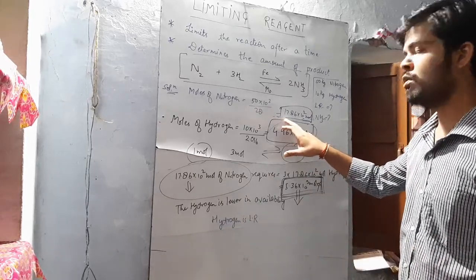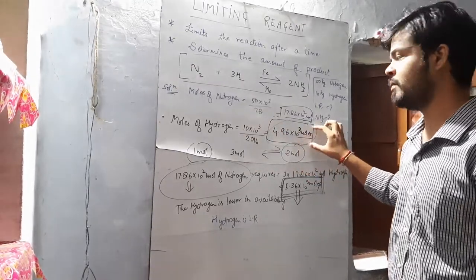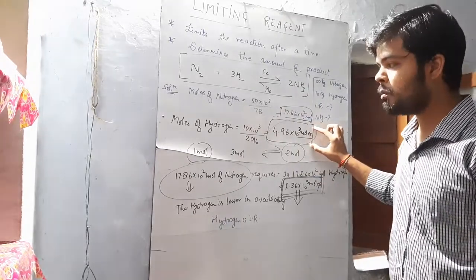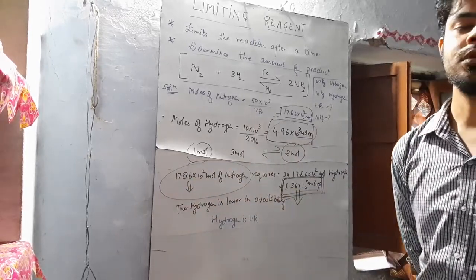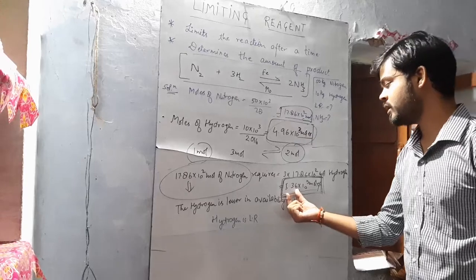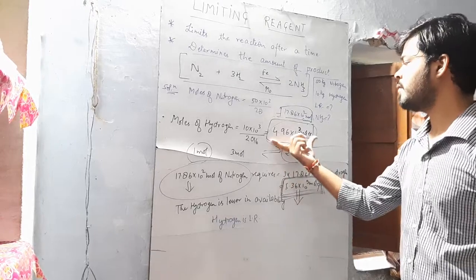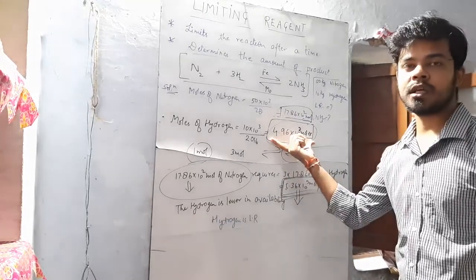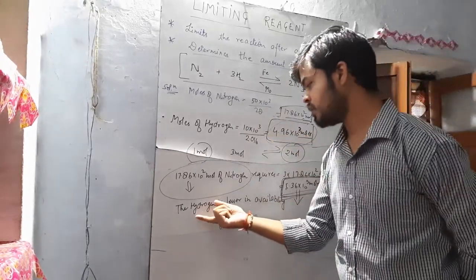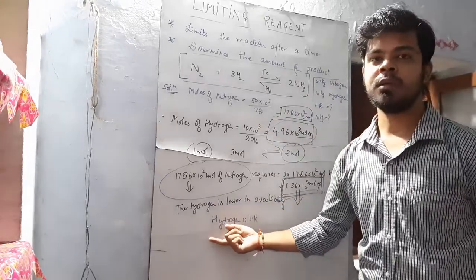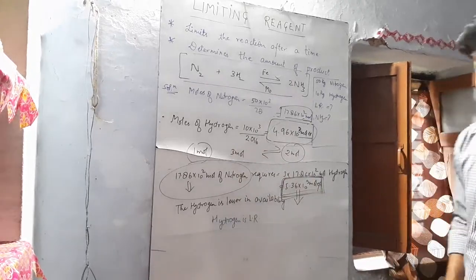I am just revising here. This is the moles of nitrogen that we have been given here, and this is the moles of hydrogen that we have been provided here. Clear? But according to the balanced chemical equation, for the reaction of 17.86 multiplied by 10 power 2 moles of nitrogen, we require 5.36 multiplied by 10 power 3 moles of hydrogen. But here we have been provided with this amount of hydrogen that is lesser in the availability. Clear? And thus we can conclude here that hydrogen is lesser in availability and hydrogen is a limiting reagent. Clear? So we have identified here that hydrogen is our limiting reagent in this reaction.